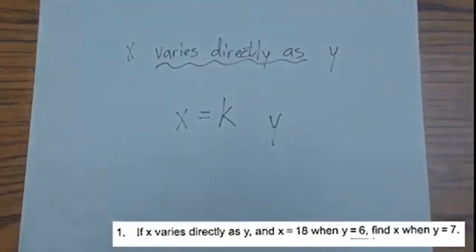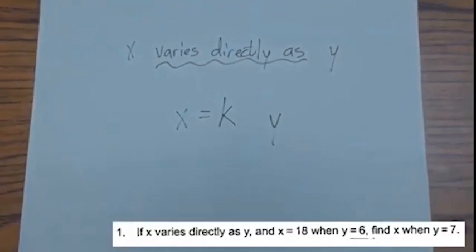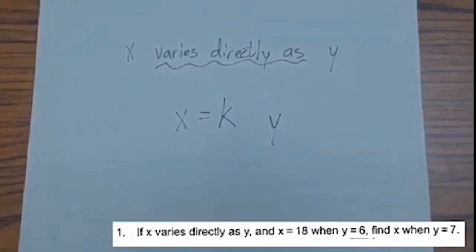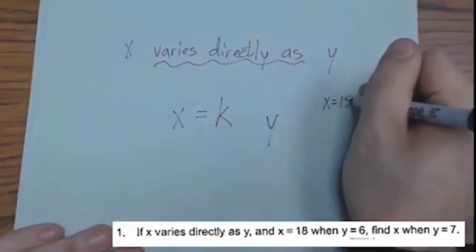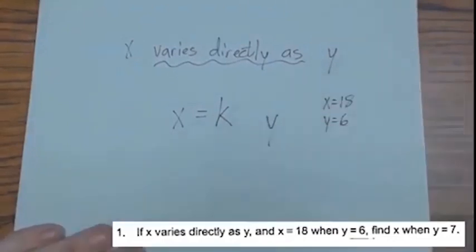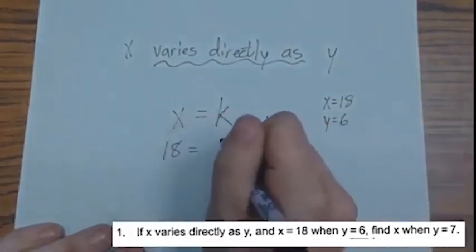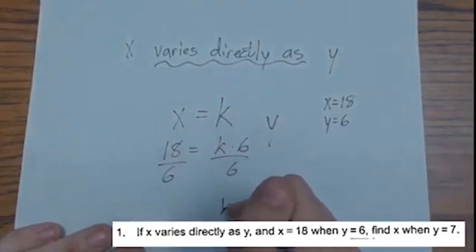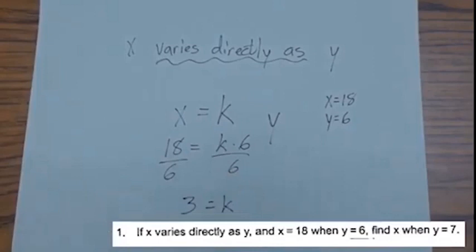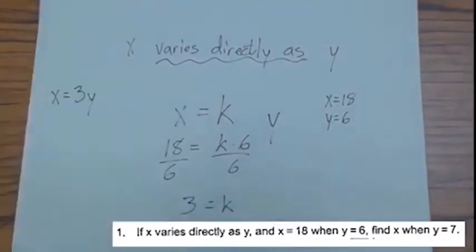So why do we always have to set it up with this statement? Why do we need to have this k in here? Well, we're going to use the next bit of information, x equals 18 when y equals 6, to solve for k. So if x is 18 and y is 6, divide both sides by 6 to solve for k. Here, k equals 3. So now instead of x equals ky, we have x equals 3y.